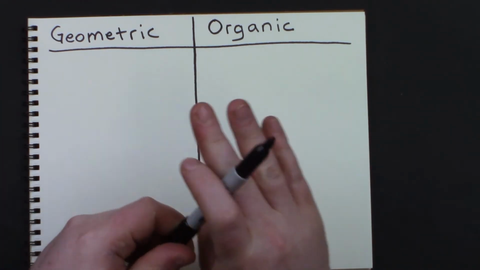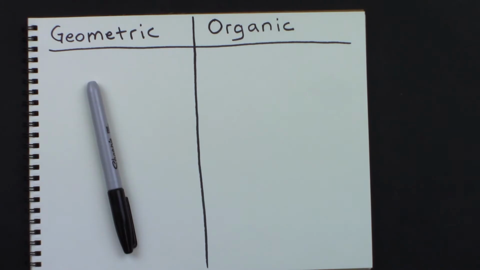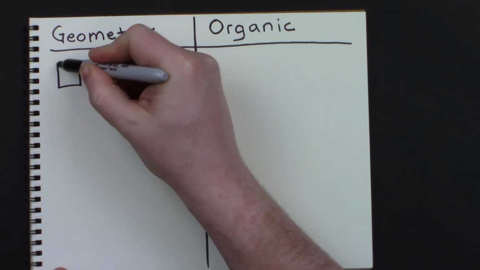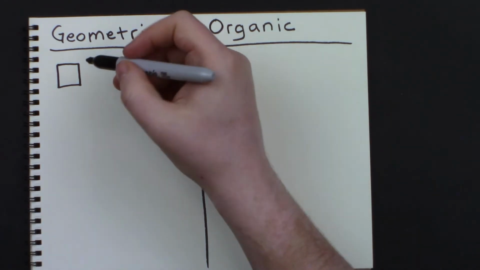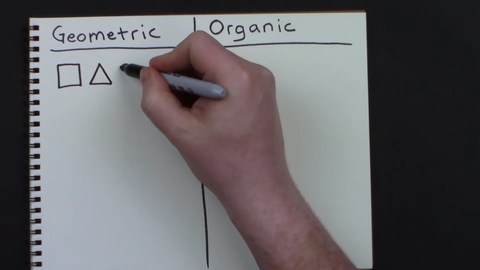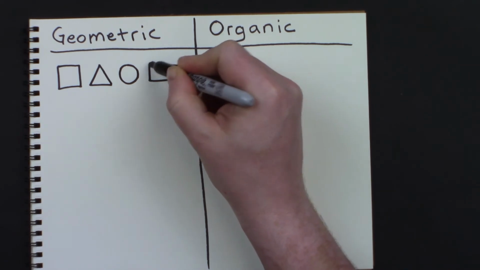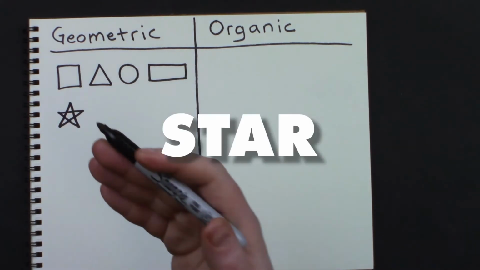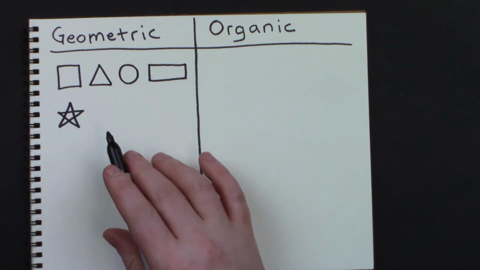Let's give a more detailed definition than that, though. Geometric shapes usually have names. What is the name of that shape? Yeah, you just drew a square. Let's also draw some other shapes that have names. This one has a name. It's a triangle. This one has a name. It's a circle. This one has a name. It's a rectangle. This one has a name. It's a star. Geometric shapes can also be defined by the type of lines that are used to make them.